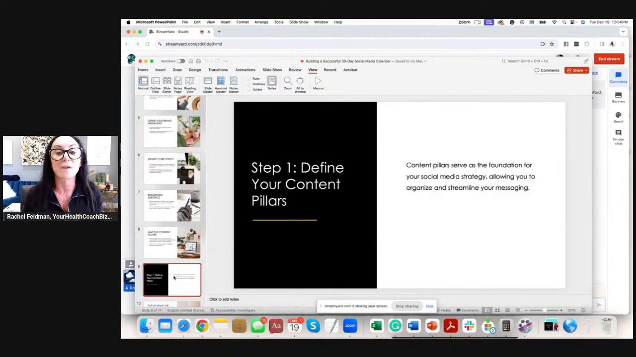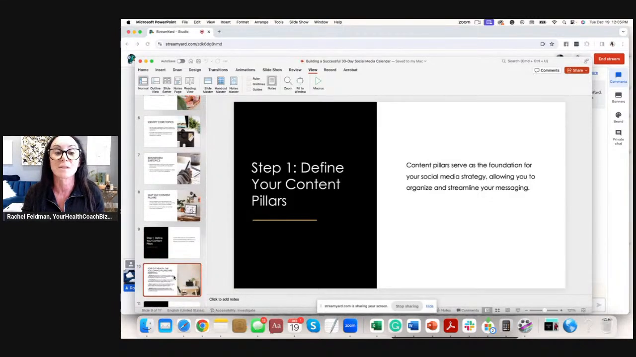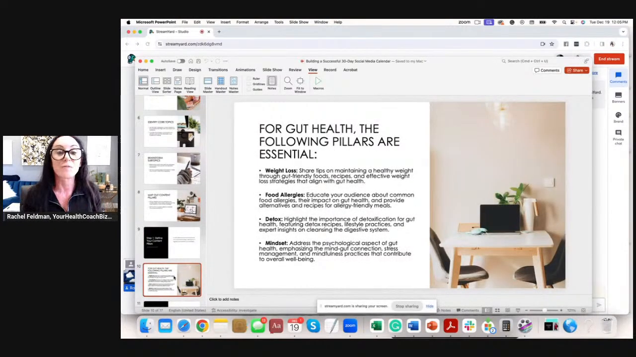Content pillars serve as the foundation for your social media strategy, allowing you to organize and streamline your message. So for a page about gut health, the following pillars are essential. I just made these up. I said, I'm the gut coach. I looked at my past experience with Rachel's Wellness and the kind of content that I needed to put out to not only attract and engage, but to convert my ideal client.